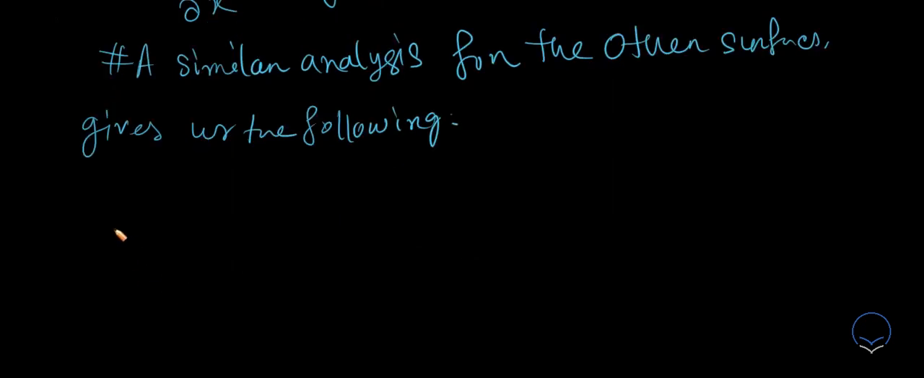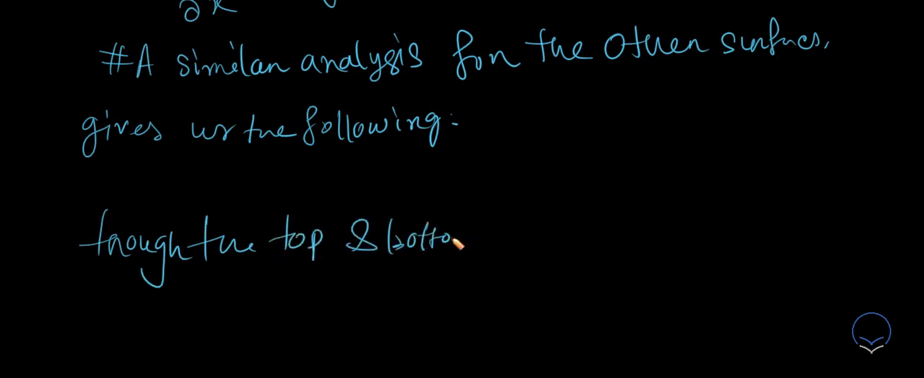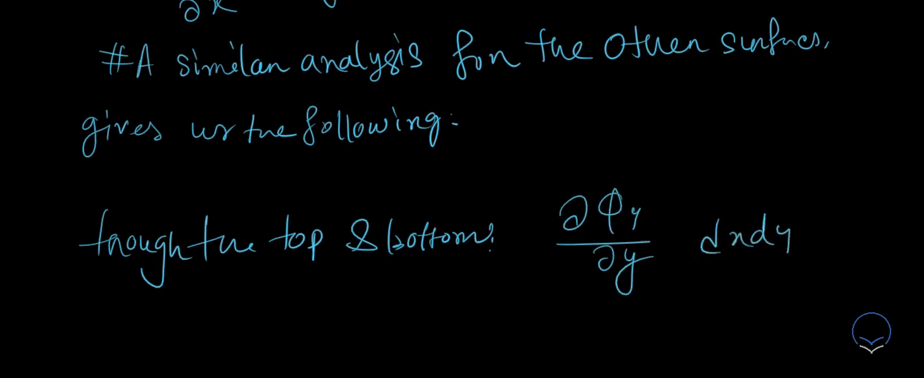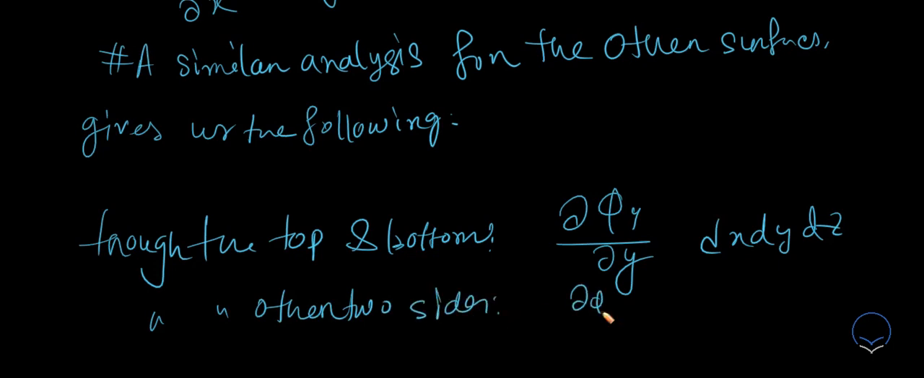That is, through the top and bottom surface, we will have this del phi y by del y dx dy dz, and through the other two sides we will have del phi z by del z dz dx and dy.